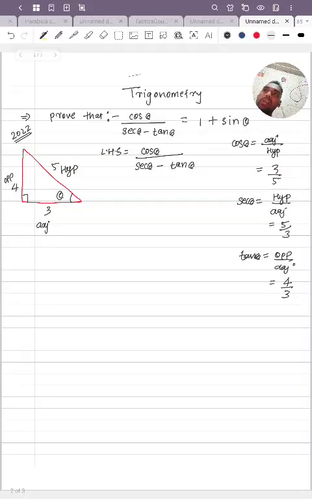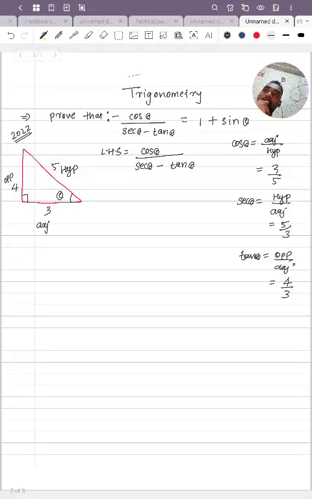Okay. So right now I'm taking one of your past paper questions, from 2022, which is visible on your screen. We need to prove that cos theta divided by sec theta minus tan theta is equal to 1 plus sin theta. So how do we deal with that question?